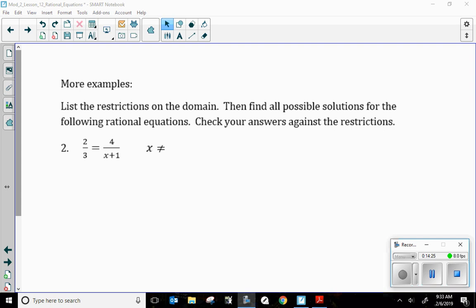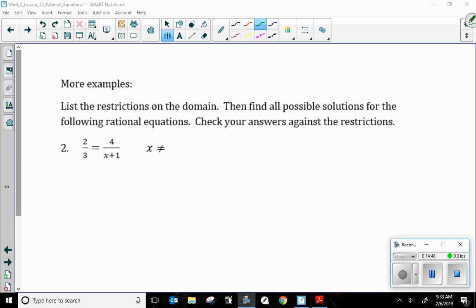More examples. Okay, number 2, let's list the restrictions on the domain, which, again, that means what can the variable not be. Then find all possible solutions for the following rational equations. And then it says check your answers against the restriction. So make sure what we come up with is not restricted. Okay? Make sure what our answer is not a no-no, as I like to call it.